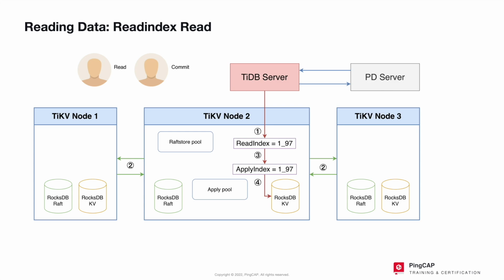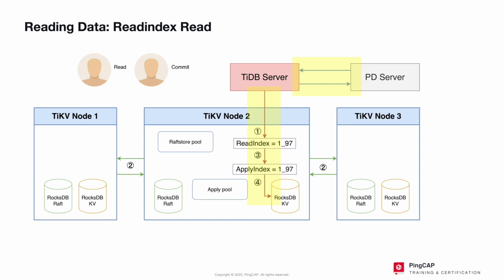Assuming we want to read key equals 1, first, the client asks PD about the region where key 1 is located. 2, PD informs the leader where the region is located on which TiKV node. And 3, TiDB server sends a read command to the TiKV node where the leader is located. 4, the leader node accepts the read command, reads the RocksDB KV, and returns the data to the client.